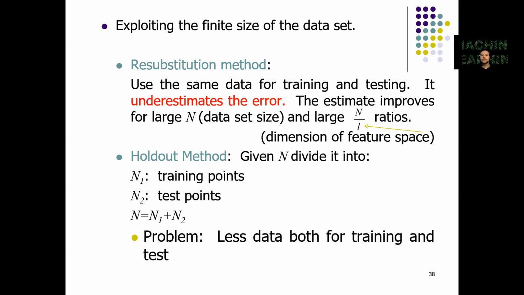The holdout method is an old technique still used a lot. It works well. The problem is that you have to divide your data into training points and test points, which means that you have less data for training and testing. Okay.